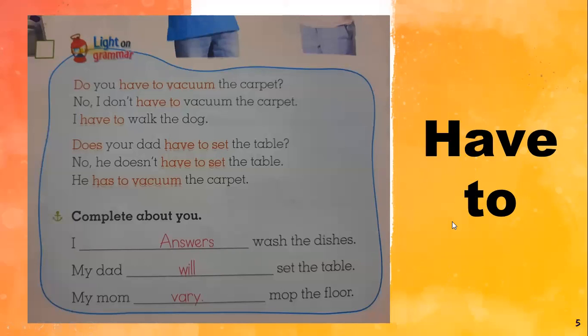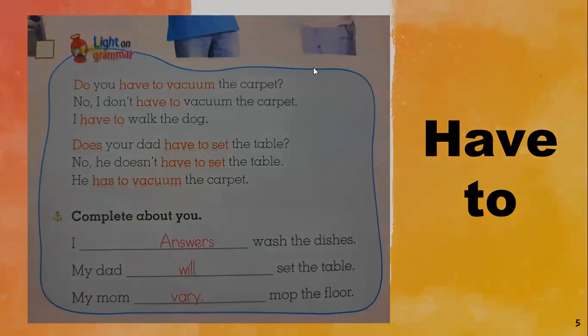Then, my dad doesn't have to set the table or has to set the table. I don't have to wash the dishes. Okay, excellent. Thank you very much. The second one, my dad, okay, it's possible that you say my dad has to set the table, okay? Or my dad doesn't have to set the table. Excellent. Okay, good job. Or maybe my mom has to mop the floor. Or my mom doesn't have to mop the floor. Yes? Okay, good job.